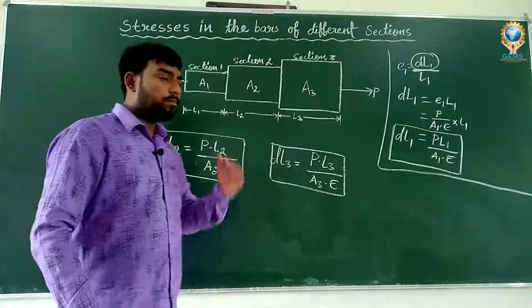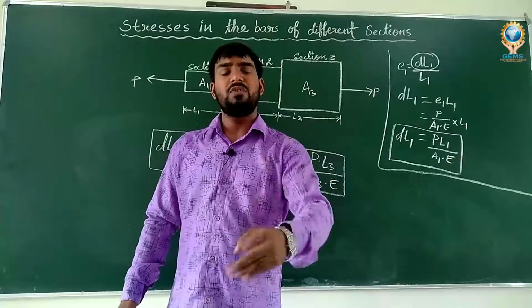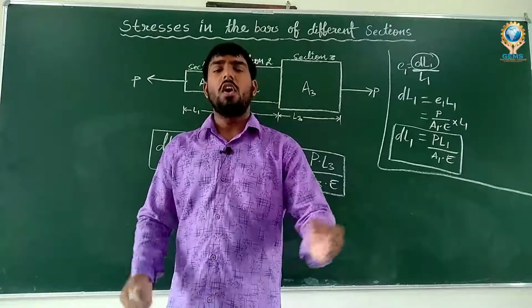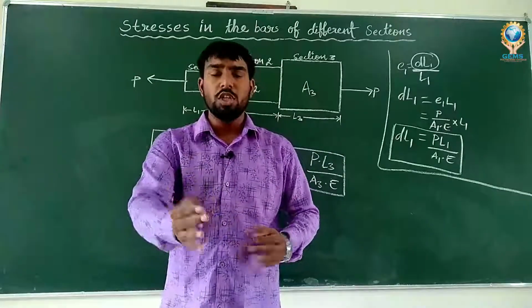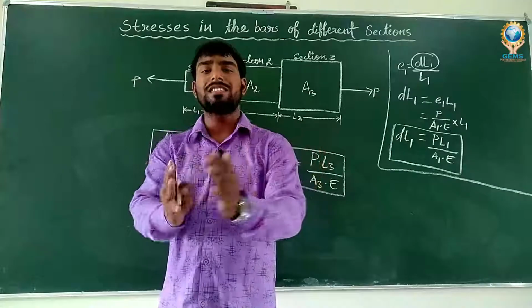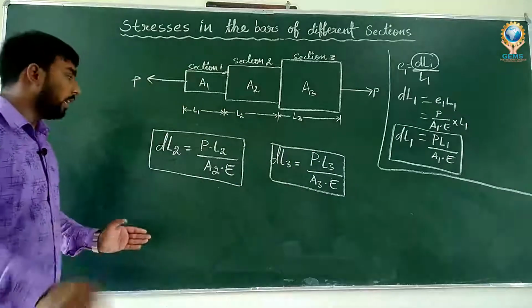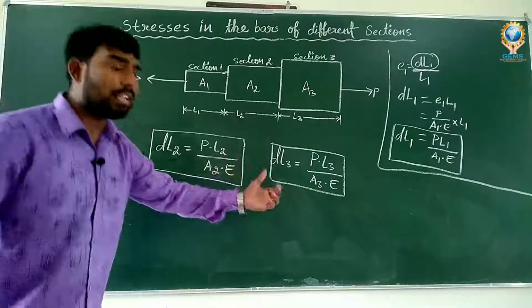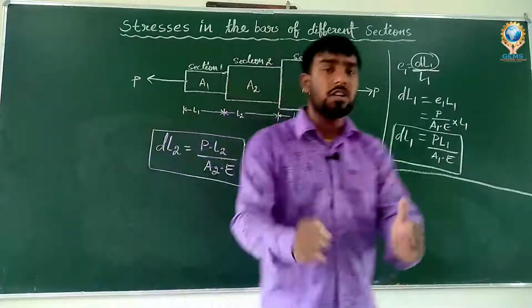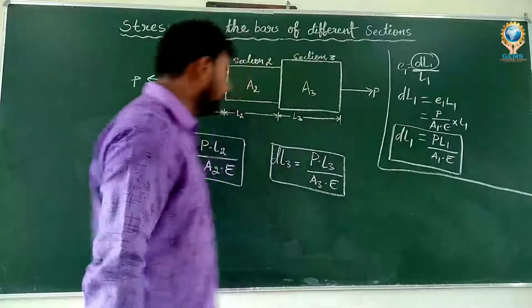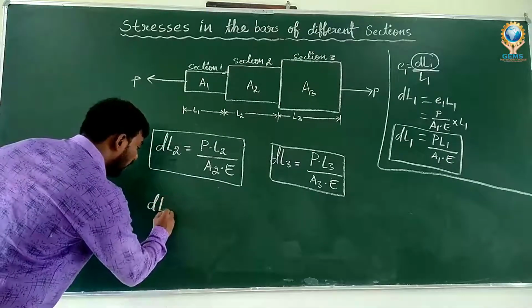Suppose that I am giving 3 students 10 rupees. If I ask you to add all the money which I have given to you, how will you do it? You will add all the 10 rupees amounts together. Same thing we will do here. We will add all the extensions of each and every section together to find the total extension of the bar. Understand? So total extension, that we will call as DL.